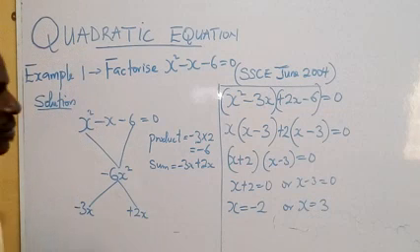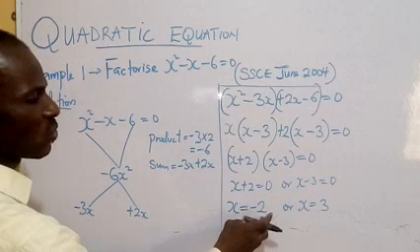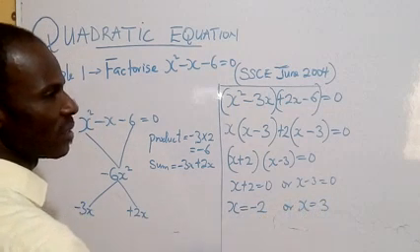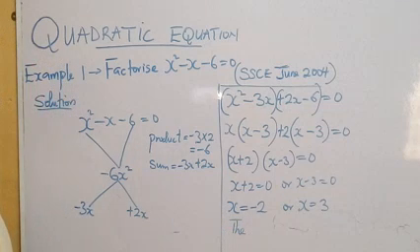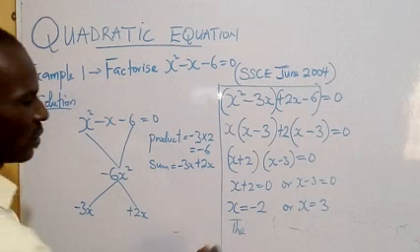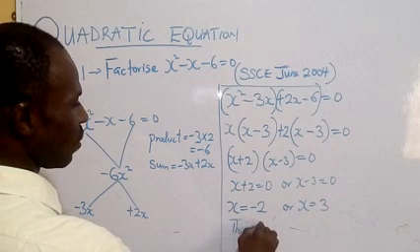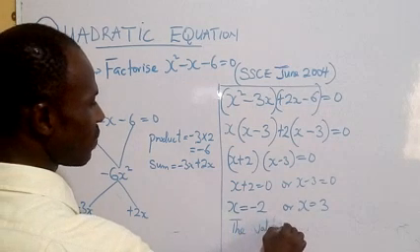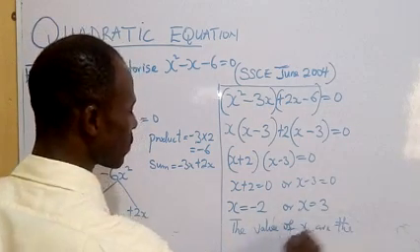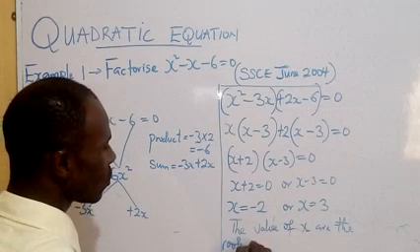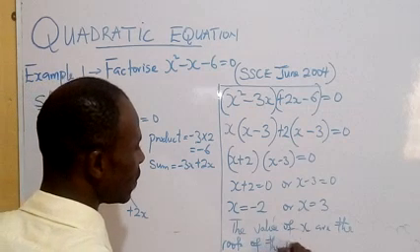And note this: the values of x, minus 2 and 3, are the roots of the equation. Call them the roots of the equation. The values of x are the roots of the equation.